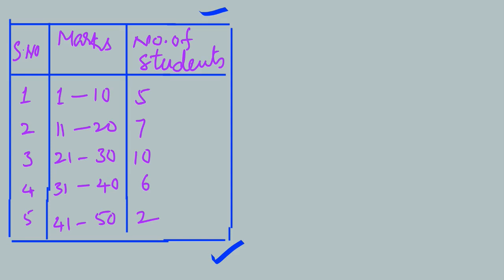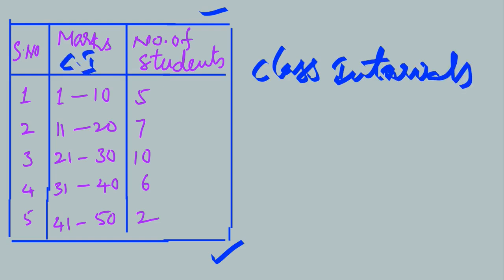After converting, we have given some names to each thing. For example, 1 to 10, 11 to 20, 21 to 30, these are called class intervals. Each group is called one class interval. So in total, 5 class intervals are there.